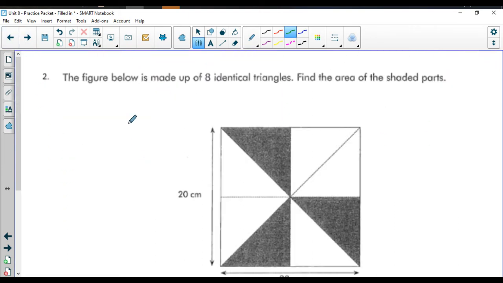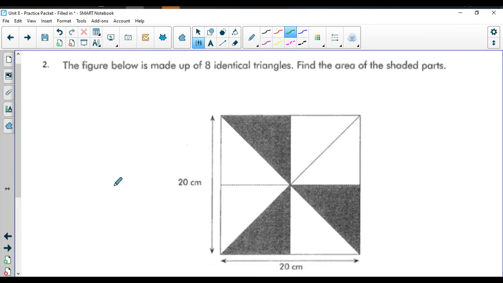In question number 2, the figure below is made up of 8 identical triangles. Find the area of the shaded parts. So there's a couple different methods to go about doing this. We could find the area of the square, which it is a square because it's 20 by 20, and then we could figure out what each part would be worth, because there's 8 identical parts, and then we could find the area of the shaded parts, or we can realize that the area of the shaded parts is 3 of them out of 8, so it's 3/8 times the whole entire area of the square.